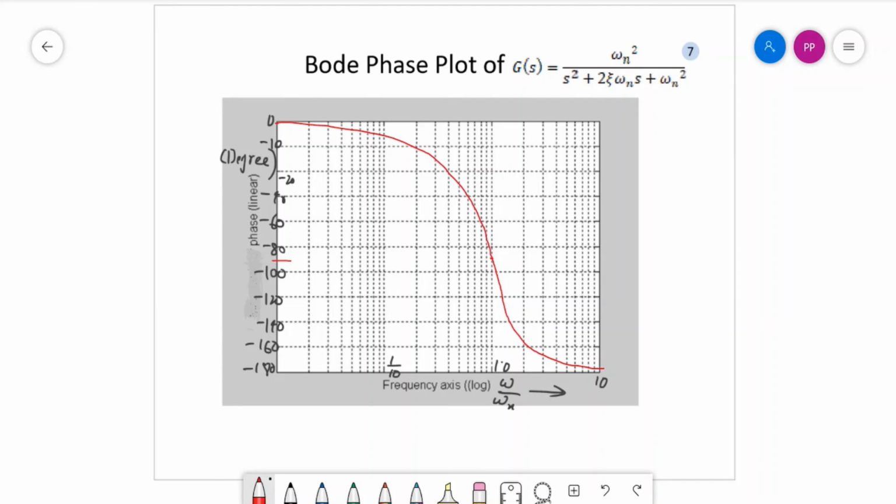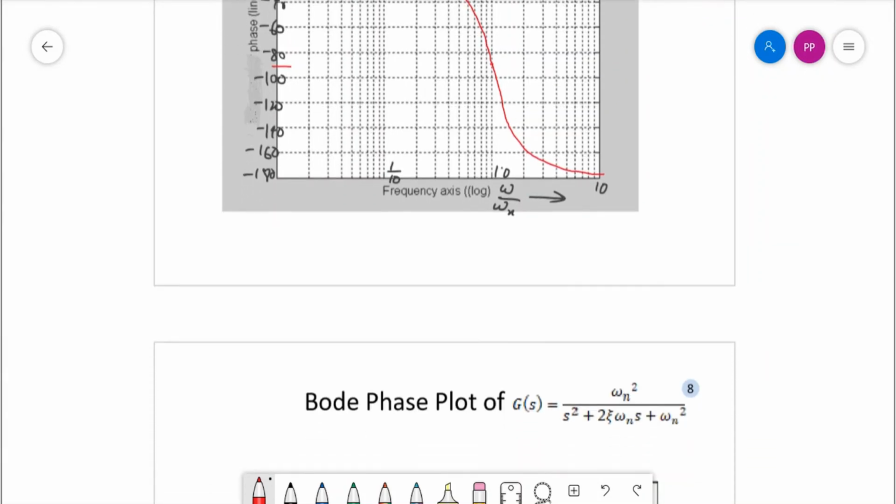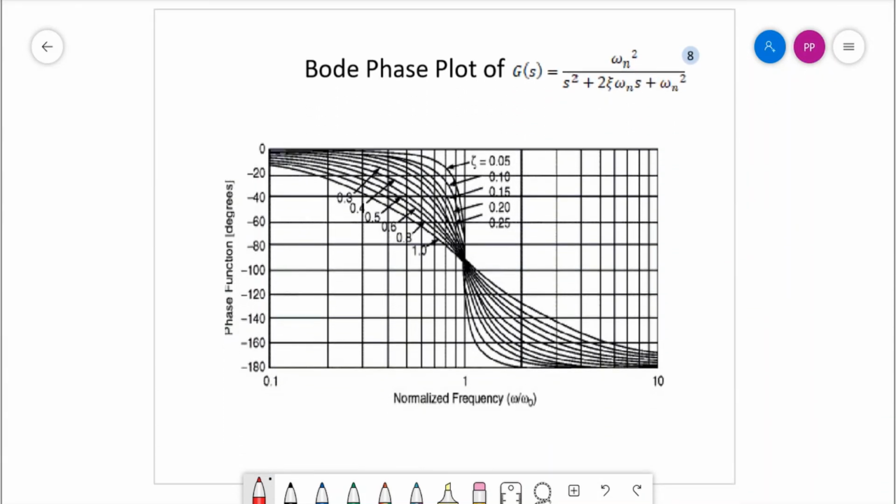So you can see the x-axis is the normalized frequency. We can take it as unity, because this is the ratio of the frequencies, and the y-axis is linear itself, which is the phase, and here it has been taken in degrees. Let us see how it comes for the different damping ratios.